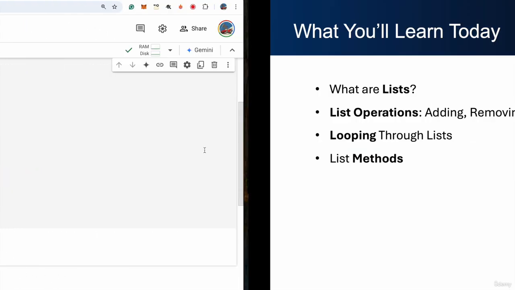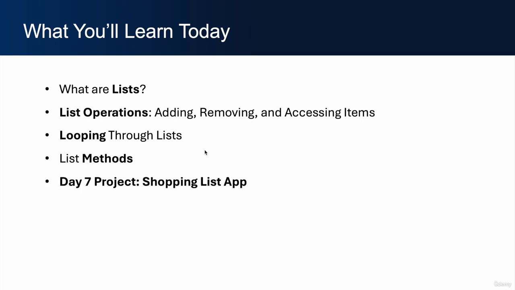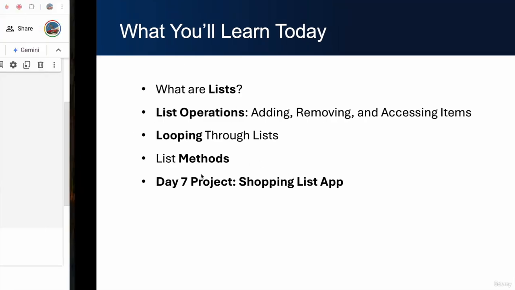So next, let's go ahead. That brings us to our day 7 project, which is a shopping list app. The goal here is to build a Python program that allows users to first add items to the shopping list, remove items from the list. Next, we're going to view all the items in the list, and then we'll also write a code to exit the program. So let's go ahead and create our shopping list app.